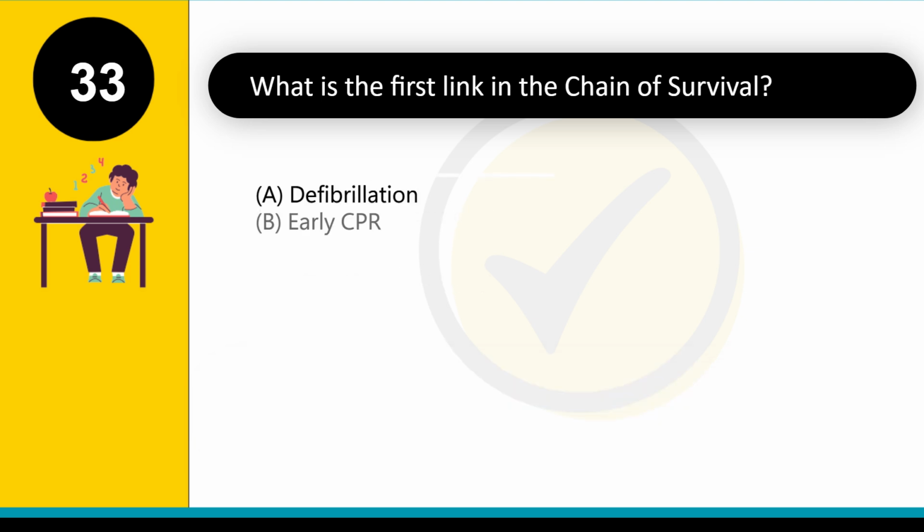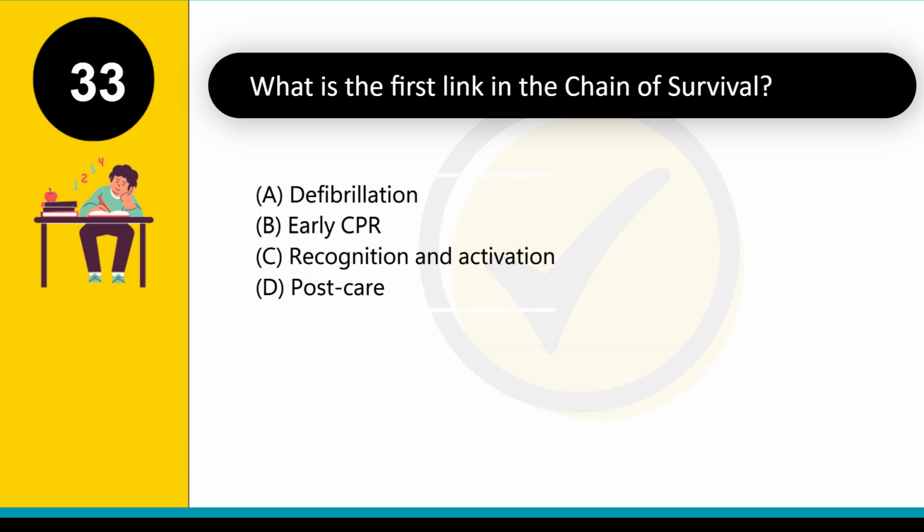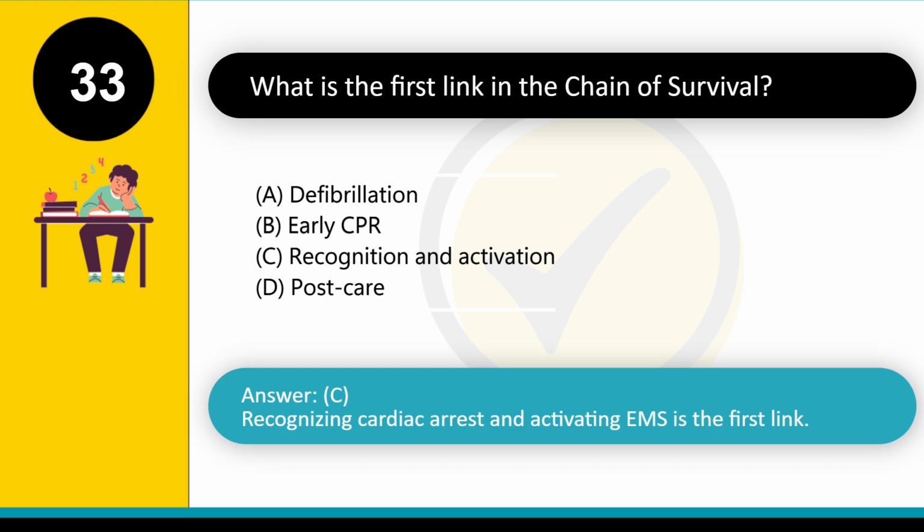What is the first link in the chain of survival? A. Defibrillation. B. Early CPR. C. Recognition and activation. D. Post-care. Answer, C. Recognizing cardiac arrest and activating EMS is the first link.